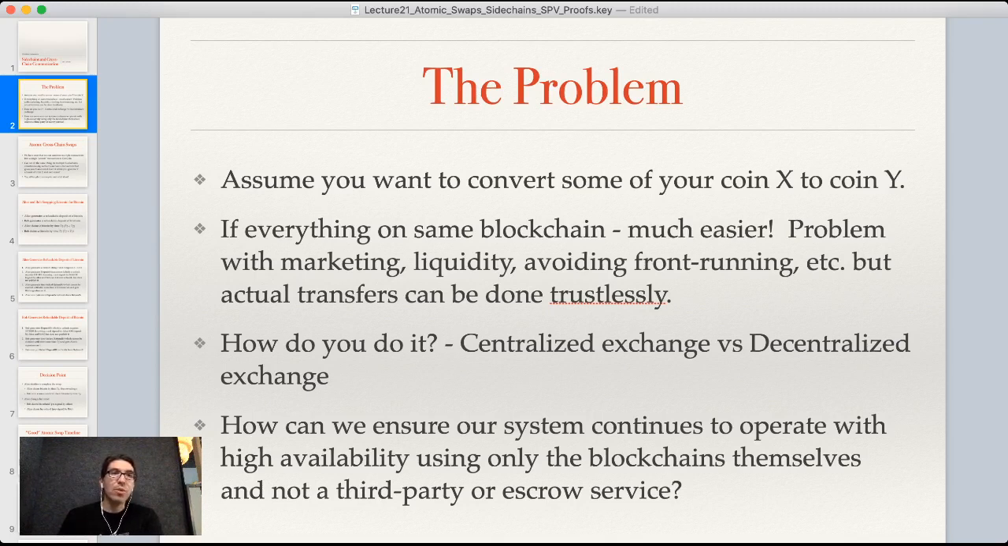So how do you do it? Well, the easiest answer, if you're not so worried about trustlessness, is using a centralized exchange. But there are some decentralized ways to do this, and that's really what I want to discuss. So how can we ensure that we can trade and interact and communicate across chains using only the chains themselves, not using a third-party service, not using a centralized exchange, etc.? That's where I think it gets really interesting.